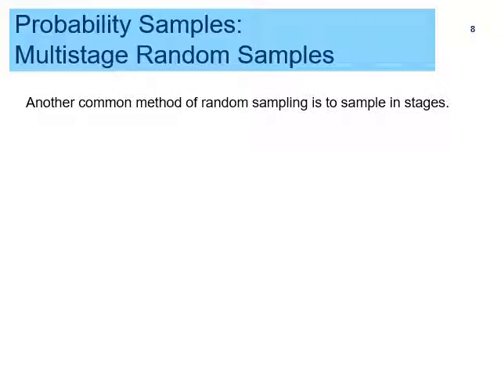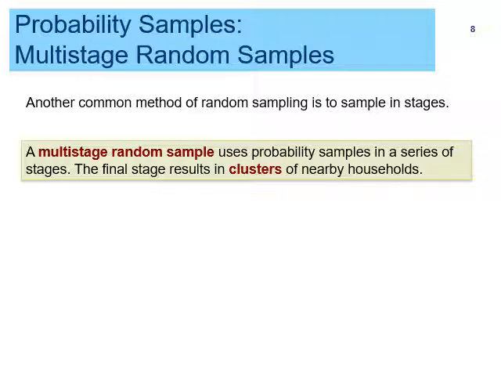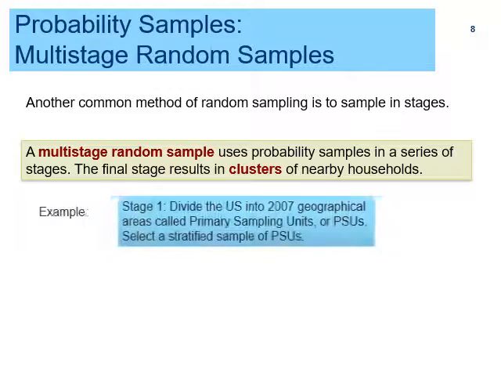So one other type of sampling is multi-stage random samples. Another common method of random sampling is to sample in stages. A multi-stage random sample uses probability sampling in a series of stages. The final stage results in a cluster of nearby households.